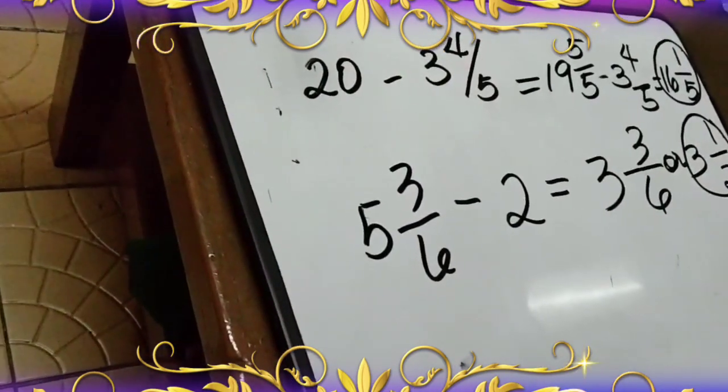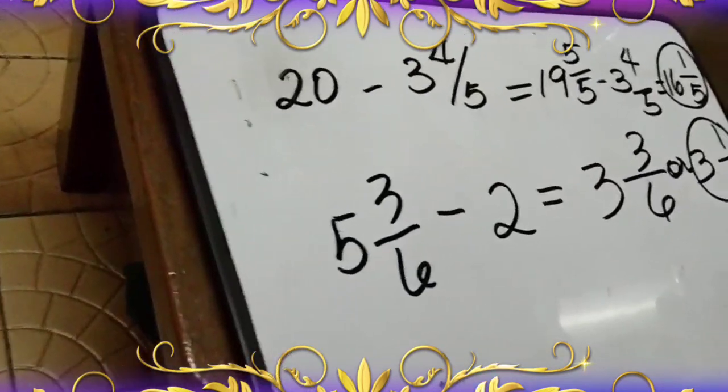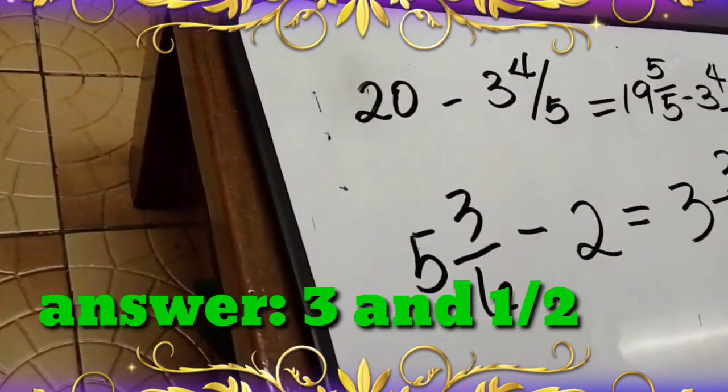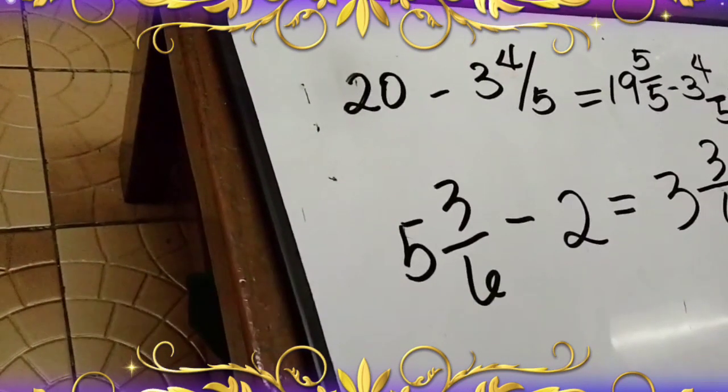Always remember, children, that the answer should always be simplified into lowest term. So, 3 and 1/2.